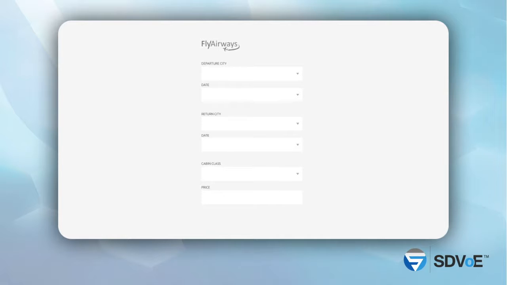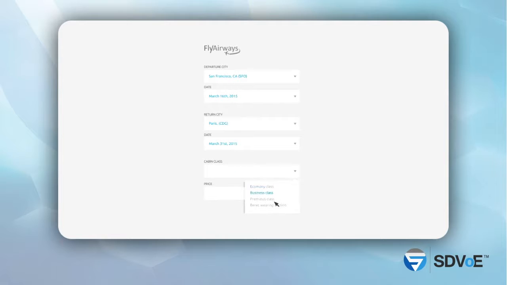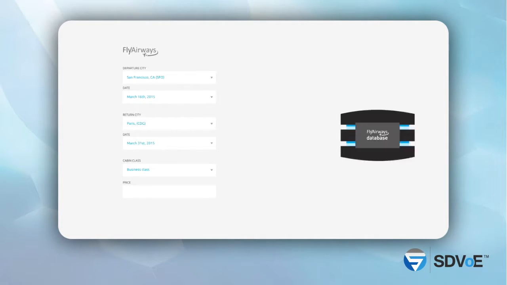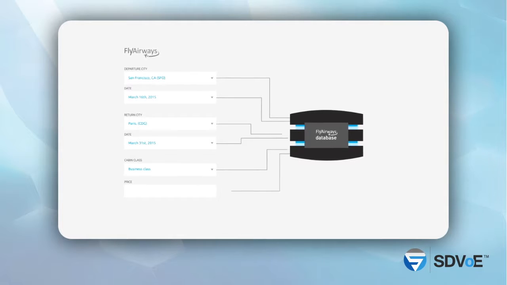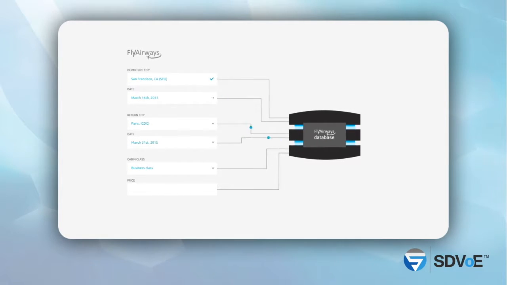Just like at a restaurant, you have a menu of options to choose from, a drop-down menu in this case. You choose a departure city and date, a return city and date, cabin class, and other variables. In order to book your flight, you interact with the airline's website to access the airline's database to see if any seats are available on those dates and what the cost might be based on certain variables.